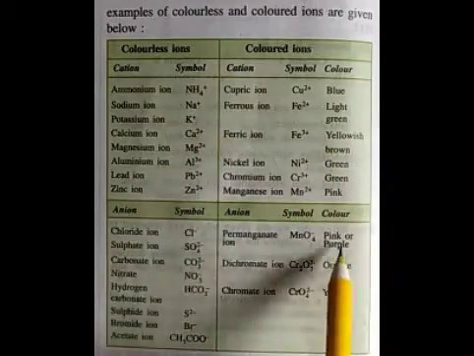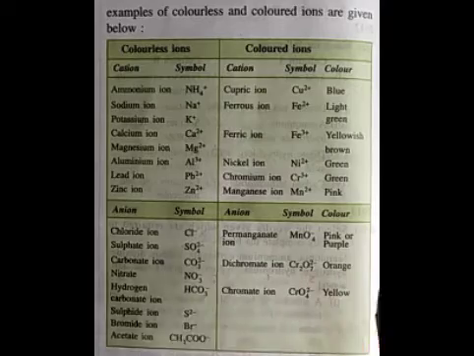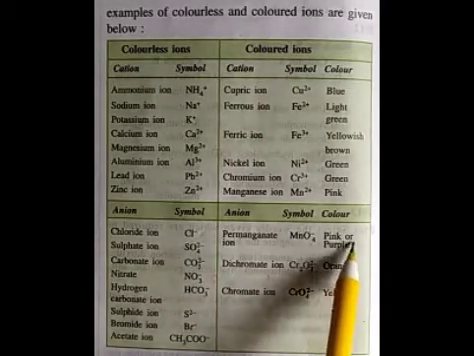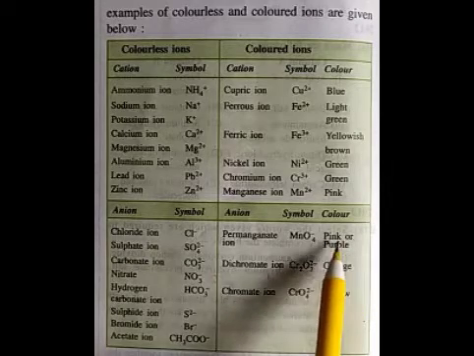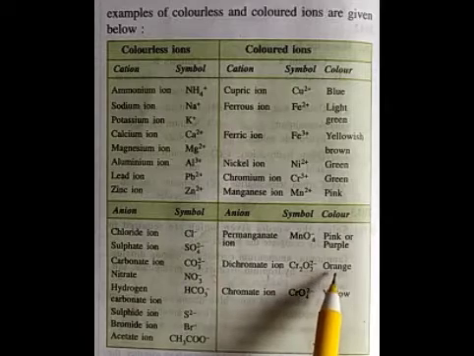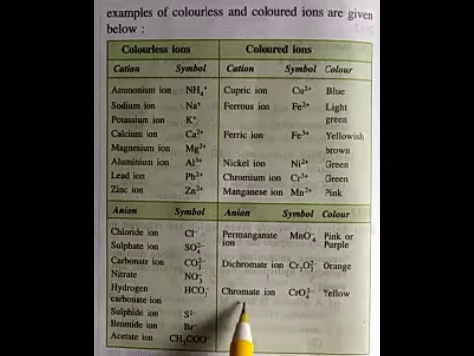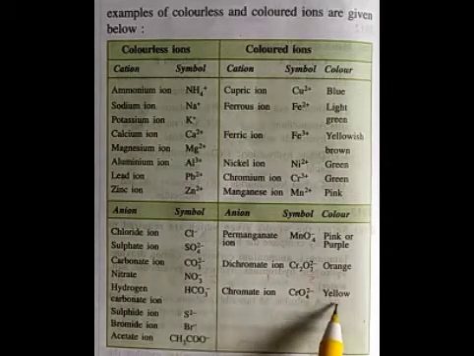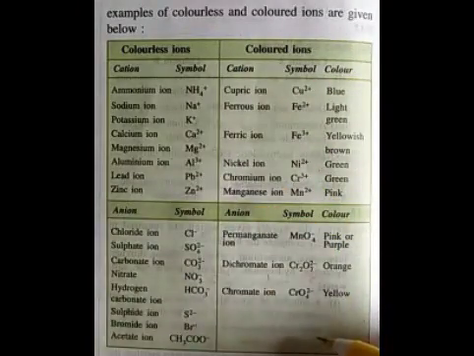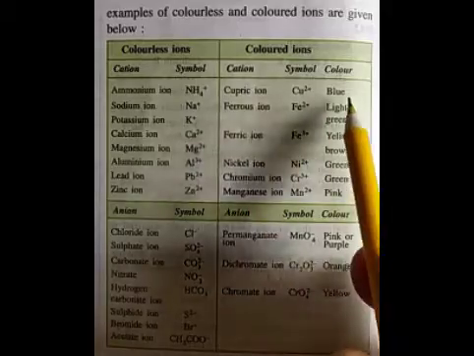Okay. Now coming to the anions. Permanganate ion, MnO4, shows a pinkish purple color. Now the dichromate ion, Cr2O7, shows an orange color. Then the chromate ion shows a yellow color. So these are the very common transition elements which, in the form of ions, give their respective colors.